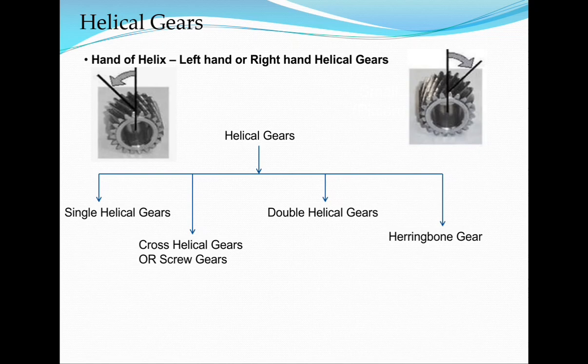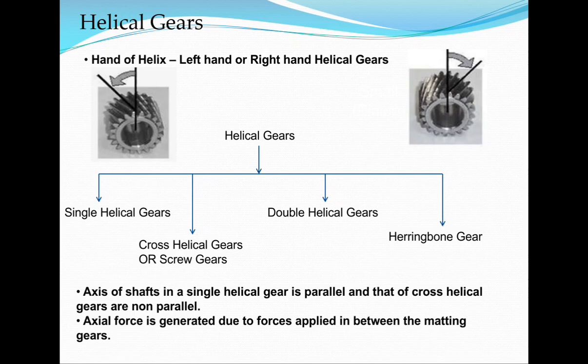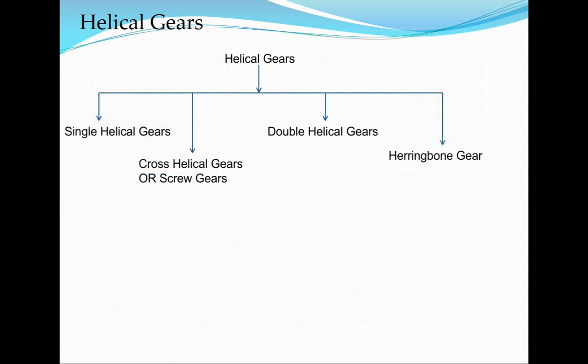So basically, in single helical gear, the axes of the shafts are parallel, and in the cross helical gears they are non-parallel. From the photos I will show you in the next slide how the axes are parallel and non-parallel in case of single helical or double helical gear, and in case of cross helical gears. And axial force is generated due to forces applied between the mating gear surfaces, because radial force anyhow, as there is contact of two gears, the two shafts will give radial force to each other. But if you see how the axial force impacts, the axial force is transmitted from one tooth to another. So let us see in the next slide the photographs of the helical gears.